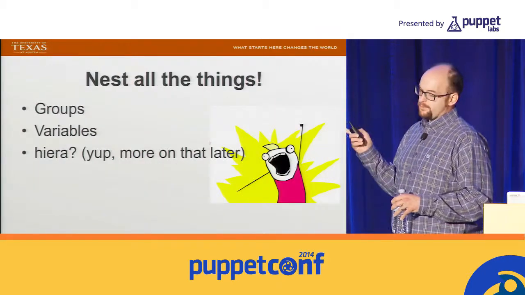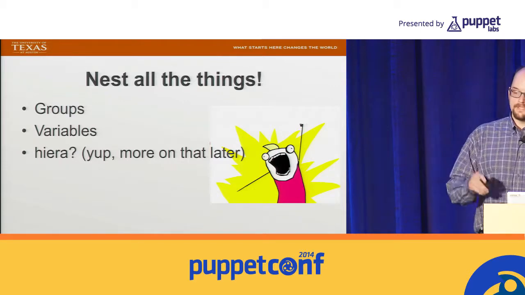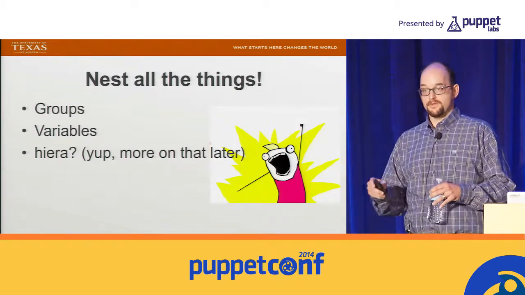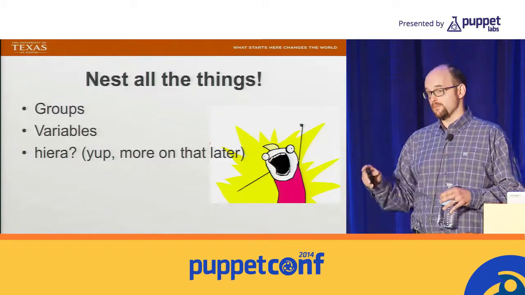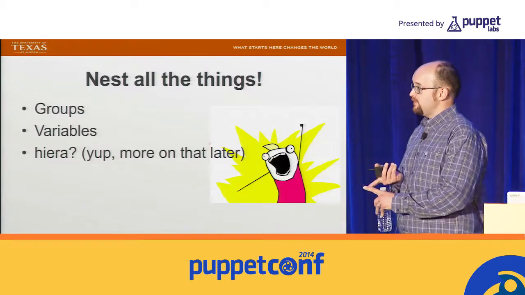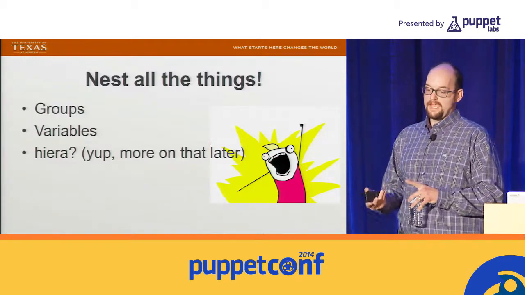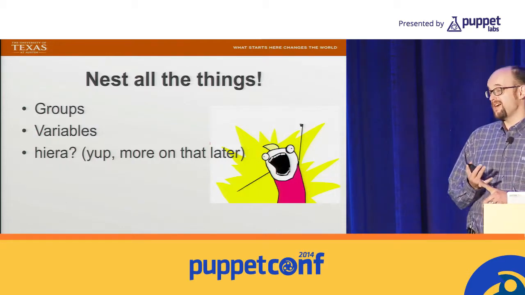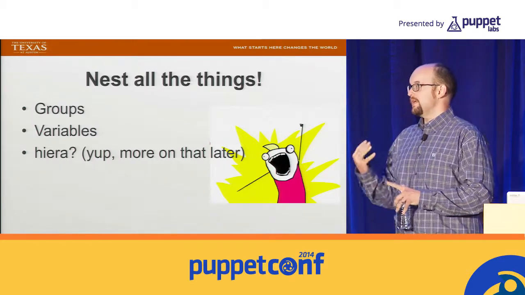And so in the enterprise console, we nest everything, basically. Everything goes back to an enterprise node group. And so we nest the groups using role, profile, and base. Because of that, we also nest variables, and we even nest Hiera, which is pretty cool. And I'll show you that later.